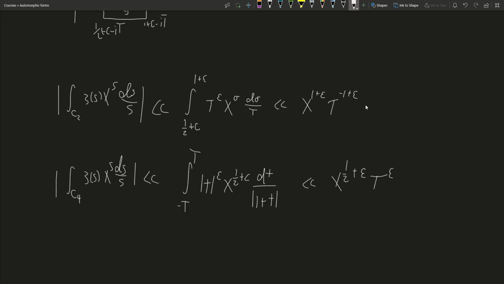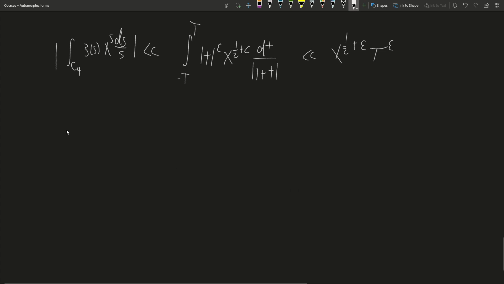So you see that we're getting better error terms, right? Before, for this contribution from C2 and C3, instead of a minus 1 here, we had a minus 3/4. And here, instead of a t to the epsilon, we had a t to the 1/4 plus epsilon. So we've saved a t to the 1/4 in both of these.